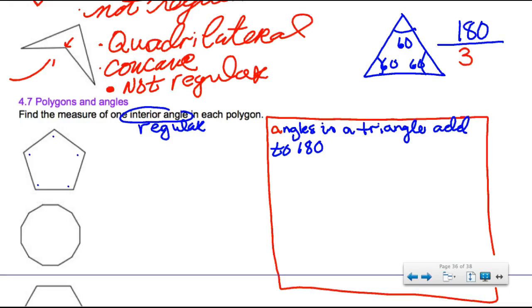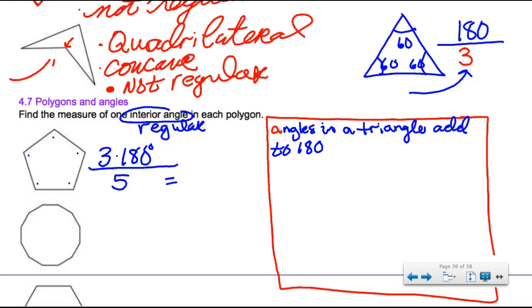So watch on here. When I connect this vertex to the two it doesn't touch, it makes 1, 2, 3 triangles. And we know that in each triangle, the angles add up to 180 degrees. So that's 180, that's 180, and that's 180. So you'll notice I have 3 triangles. So the total number of degrees in here would be 3 times 180. That would tell me what this, this, this, this, and this add up to. But I want to know what's the measure of each one. So like here, I divided it by how many angles I had. And so for this one, I divide it by how many angles I have.